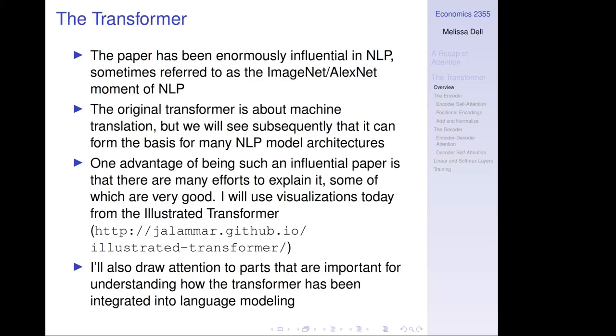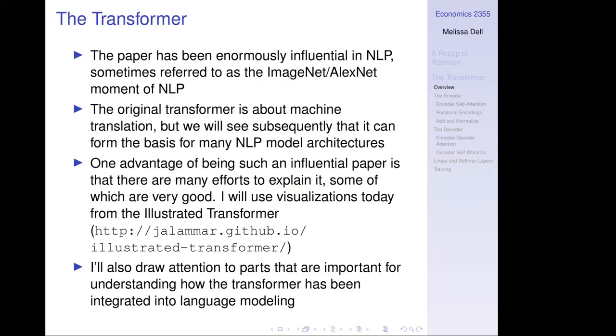And so one great thing about the fact that this is such an influential paper is that there are a lot of efforts to explain it, some of which are very good. I'll use various visualizations today from a blog post called The Illustrated Transformer, which is probably the most famous explanation of the transformer. You can also check that out and ponder it at your own leisure.